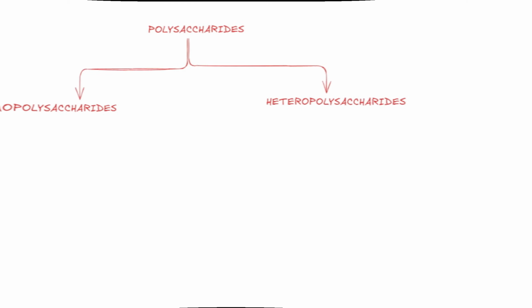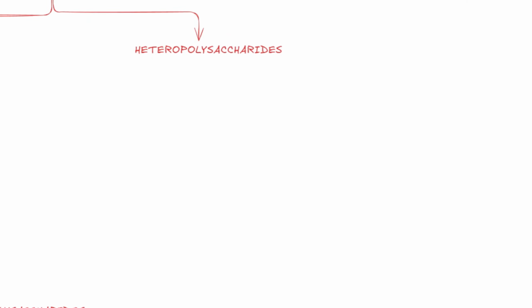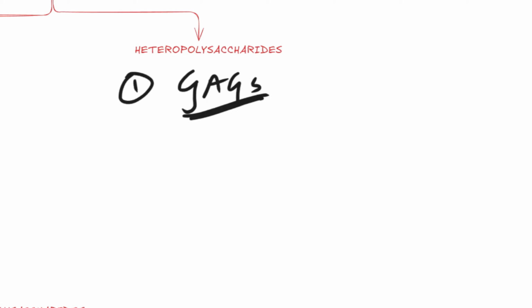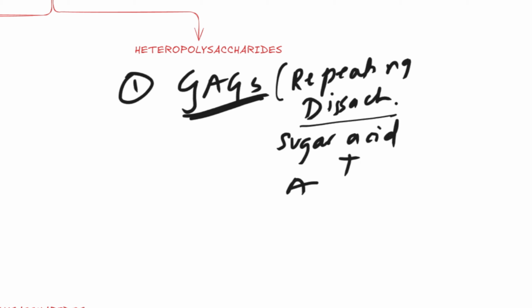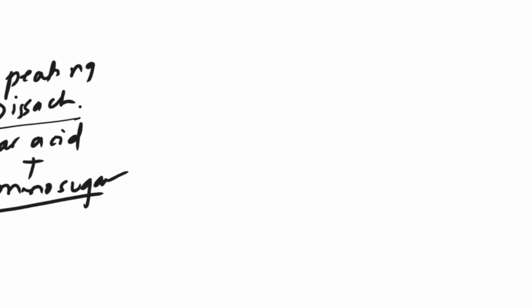And next we come to heteropolysaccharides. Now in heteropolysaccharides, glycosaminoglycans, or in short GAGs, these are the most important ones. These are often called mucopolysaccharides and are composed of repeating disaccharide units, usually containing a sugar acid like D-glucuronic acid or L-iduronic acid, and an amino sugar like N-acetylglucosamine or N-acetylgalactosamine, often with sulfate groups.